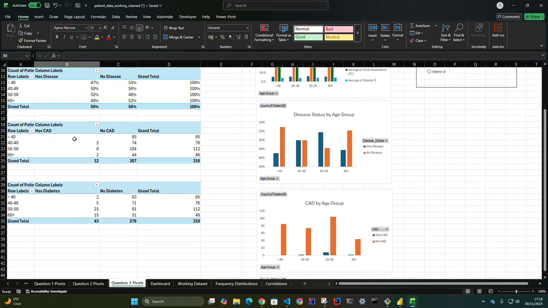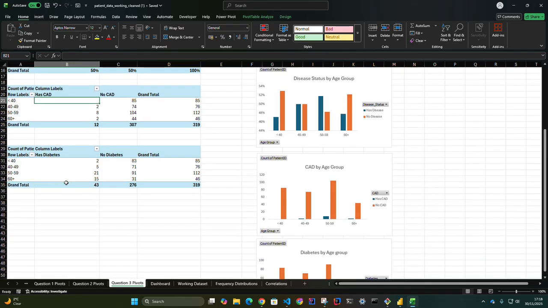You can see for the patients that have CAD, there were no recorded cases for patients less than 40, but as you reach the 40 and 50 to 59 age groups, that's where it starts to peak. And I'll just scroll down to the last one as well. For diabetes, you can see as age increases, the prevalence of diabetes starts to increase as well, with the highest being in the 50 to 59 age group and the 60 plus age group.